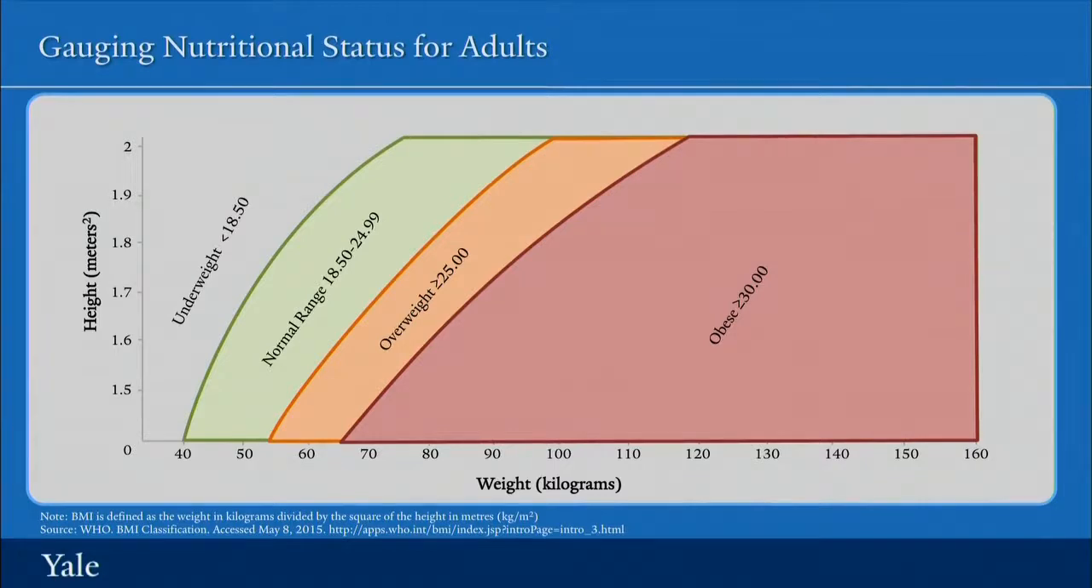What we have here is height, and what we have here is weight in kilograms. And the formula is actually noted here, and that is weight in kilograms divided by the square of the height in meters, which I'm not going to trouble you with now. But the main point is, if you plot where people are on here in terms of height compared to weight in kilograms, this tells you whether they're underweight, normal, overweight, or obese.